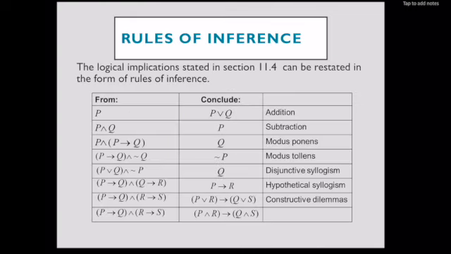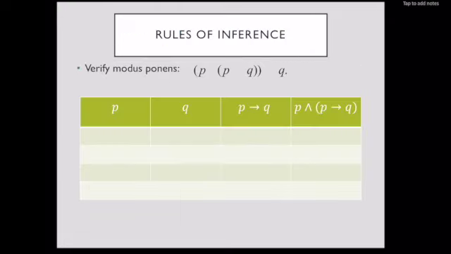To solve our logical implications, we can restate them as rules of inference. From P, we can conclude P or Q. That's addition. From P and Q, we can conclude P. That's simplification. From modus ponens, if I have P and P implies Q, I can get Q, and so on and so forth. So we can use these rules of inference to solve these arguments given hypotheses. Let's take a look at verifying modus ponens real quick.